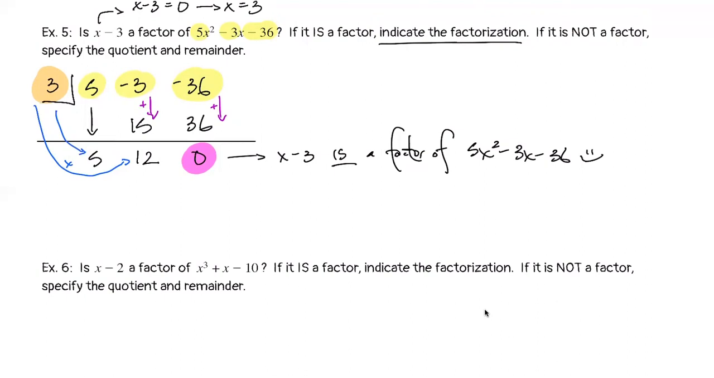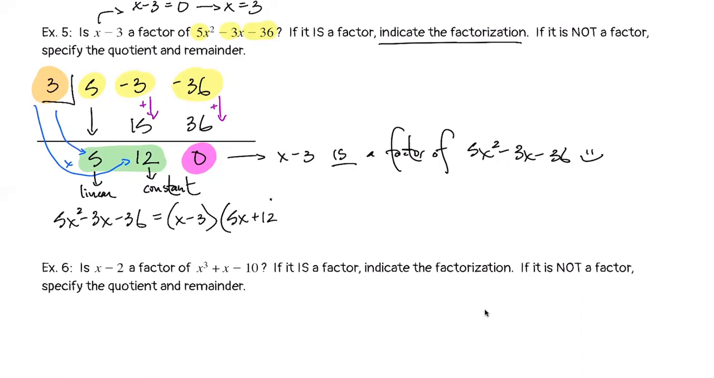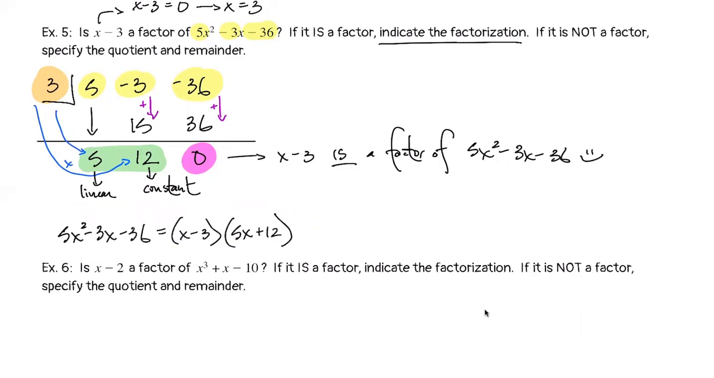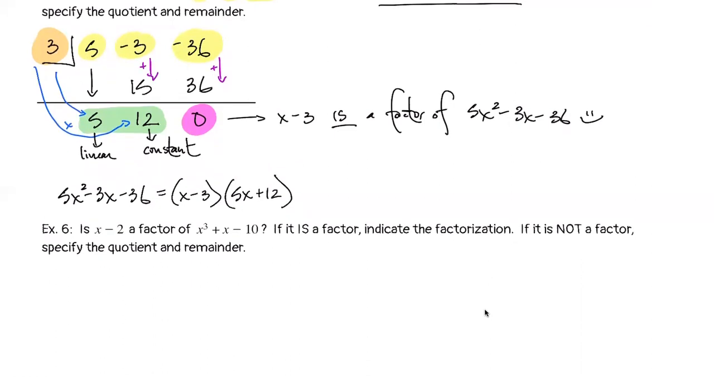So what I mean by that is we can say that 5x squared minus 3x minus 36 equals x minus 3 times whatever I get down here. But it's not 5 and 12 and like 17. Remember, those stand for something. So the 12 is the constant at the end, and the 5 is the coefficient for the linear term. So really, 5x squared minus 3x minus 36 equals x minus 3 times 5x plus 12. And if you were to FOIL this back out, you would get what you started with, okay? So this is what I mean by indicate the factorization. I want you to write out what the factors are, okay? And so this right here would be part of our final answer, all right?